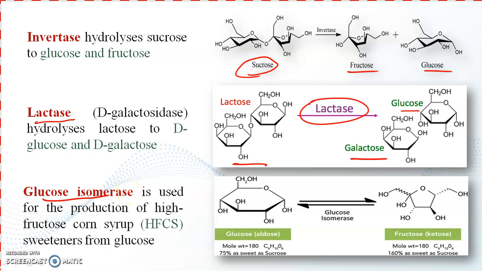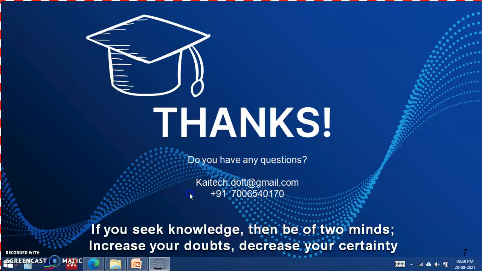Then we have glucose isomerase. This glucose isomerase is used for the production of high fructose corn syrup, a sweetener made from glucose. Glucose is converted into fructose. This was all about the carbohydrases.